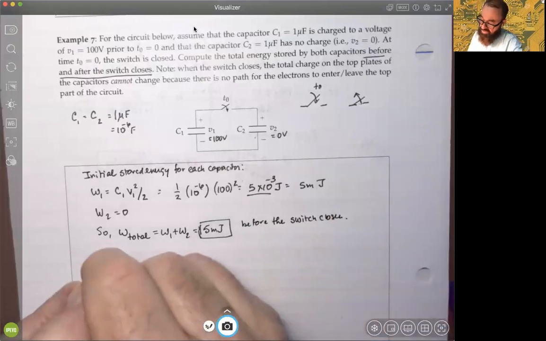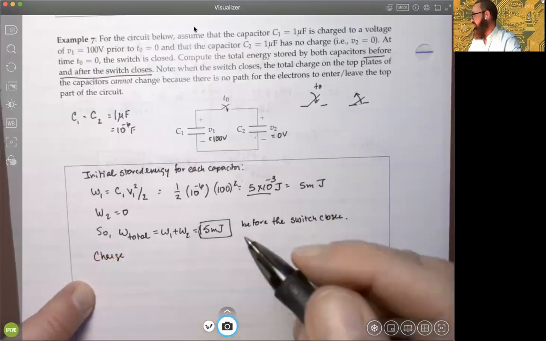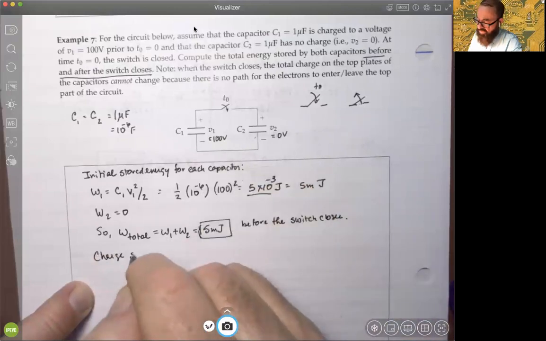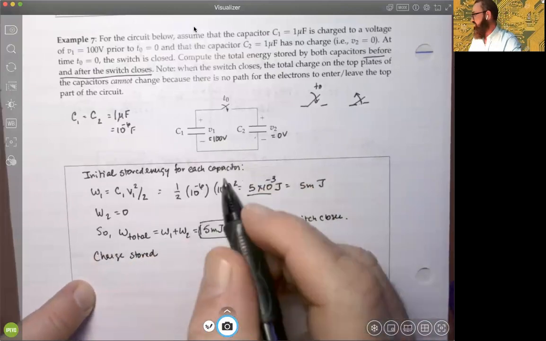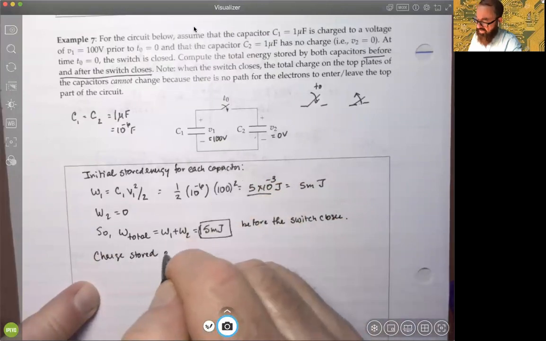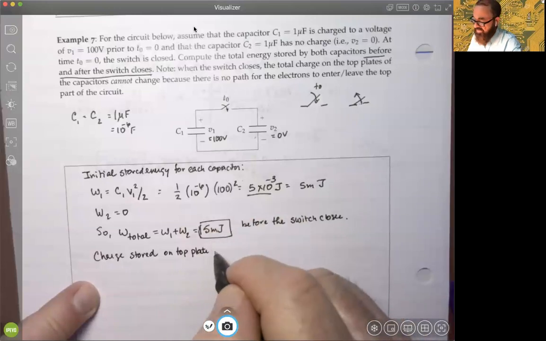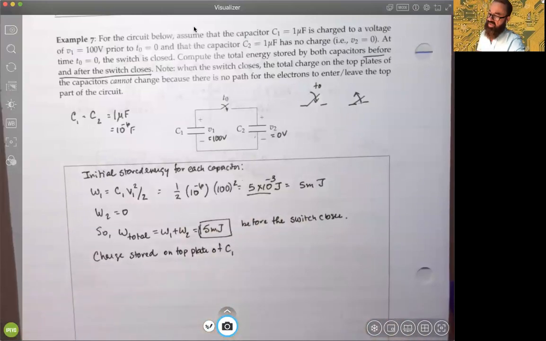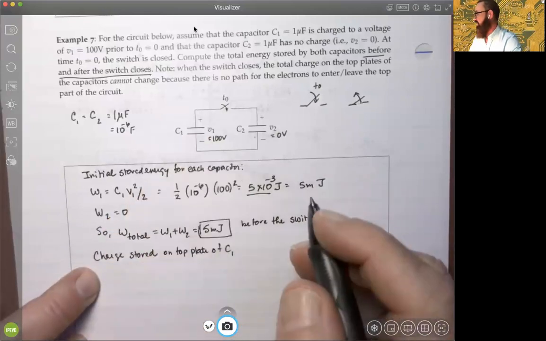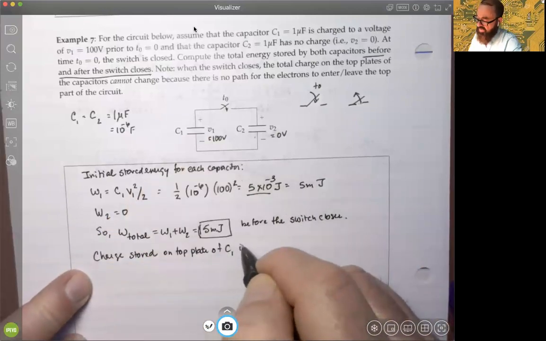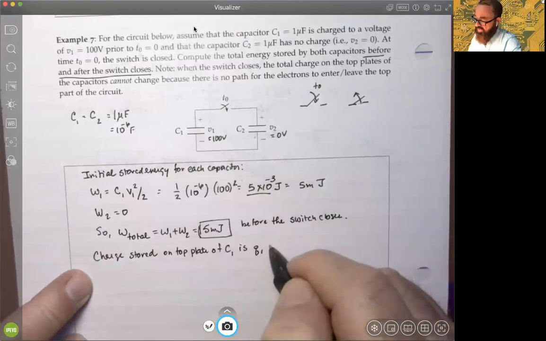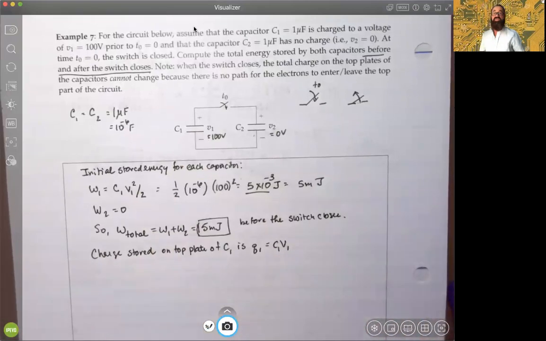So one thing to note is the charge. Let's think a little bit about what's going on here on C1. The charge stored on the top plate of C1, because it indicated that when it closes, we can't change this. Initially, this one has voltage on it, so we can use our formula. Q1, we'll call it Q1, is what? C1V1. That's what charge is on a capacitance, right?